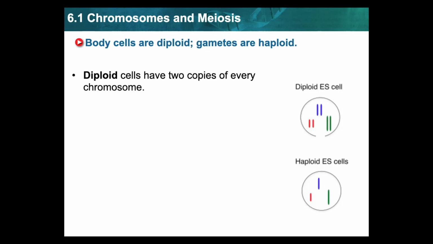So twins that are in one sac, they're identical twins. Twins in different sacs usually are fraternal twins where they came from 2 different eggs. That's usually how that happens.